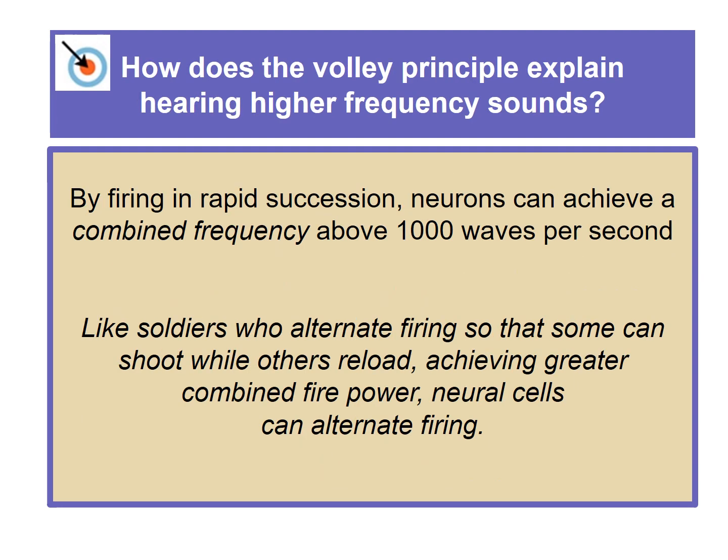How does the volley principle explain hearing higher frequency sounds? Well, by firing in rapid succession, neurons can achieve a combined frequency above 1,000 waves per second. Like soldiers who alternate firing so that some can shoot while others reload, achieving greater combined firepower, neural cells can alternate firing to do the same thing.